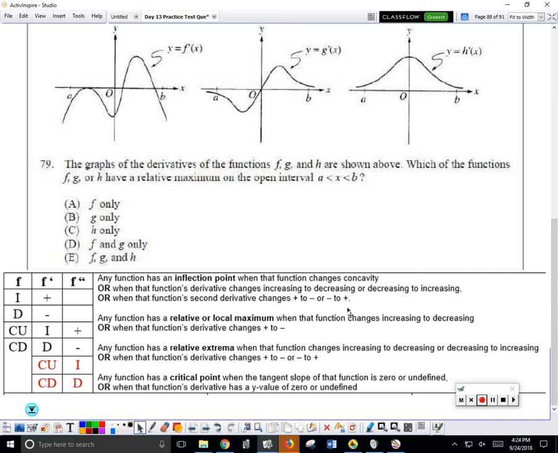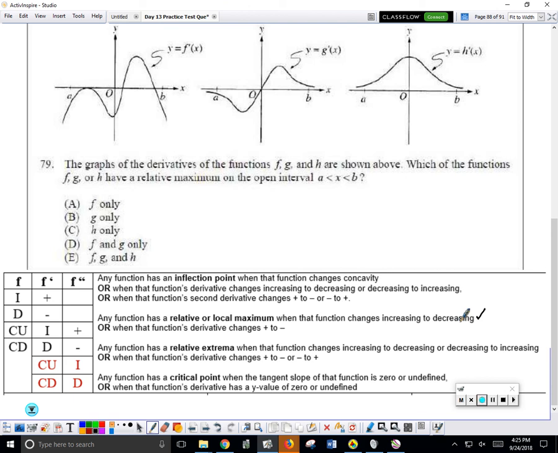So I'm looking for where F, G, or H have a relative max. I have this memorized right here. It says any function. That means we could be talking about F, G, or H. We could be talking about H prime, F prime, whatever. In this case, we are talking about F, G, and H. So you'd say G has a relative max when G changes from increase to decrease.